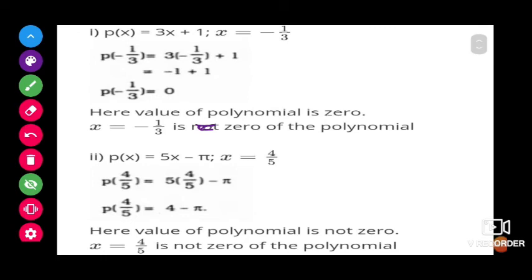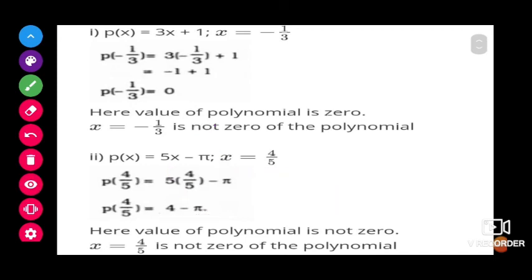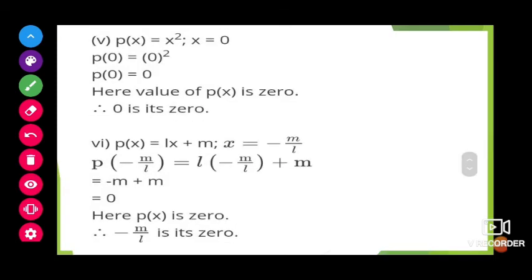Next one, p of x equals 5x minus pi, where x equals 4 by 5. That means in the place of x we have to replace 4 by 5. Now see, 5 into 4 by 5 minus pi. So 5 will get cancelled, leaving 4 minus pi. Will 4 minus pi become 0? No, never. So the given value x equals 4 by 5 is not a 0, not a root of that polynomial. By using 4 by 5 we will not get 0 for that expression.